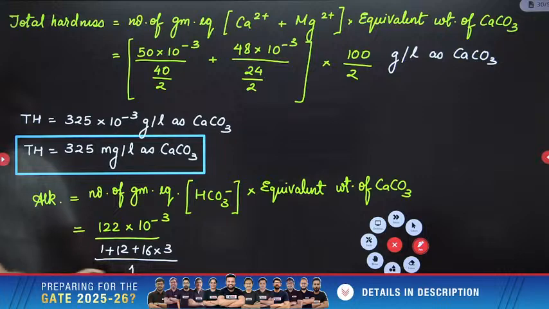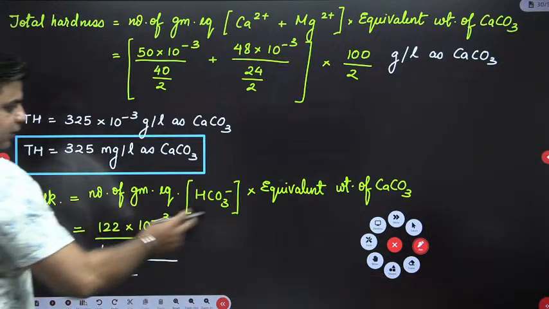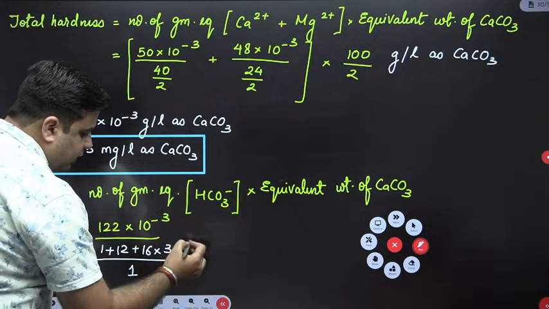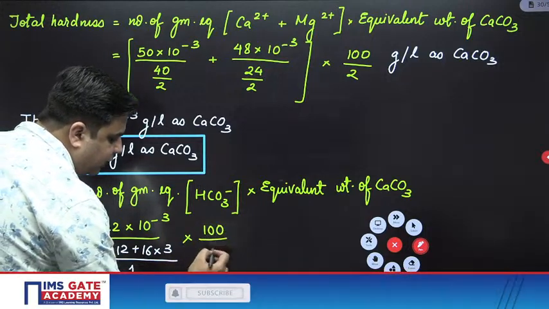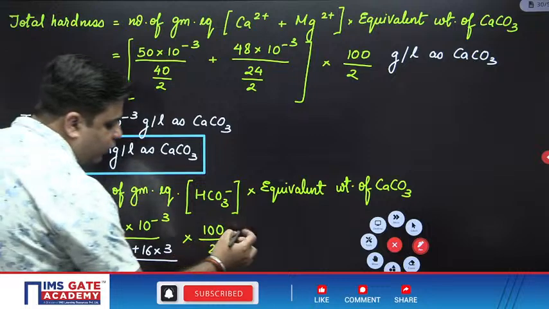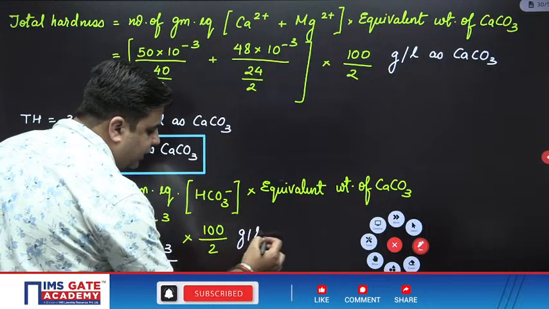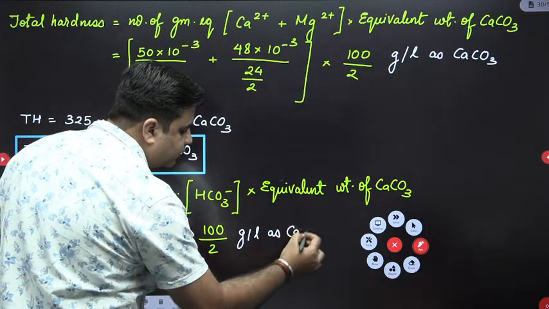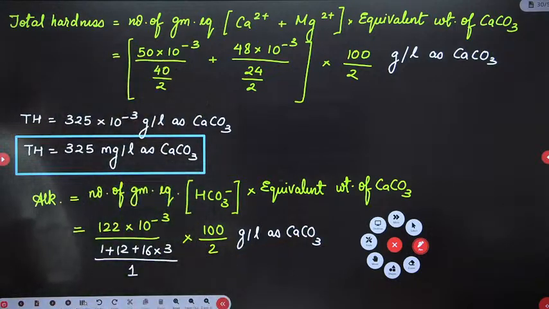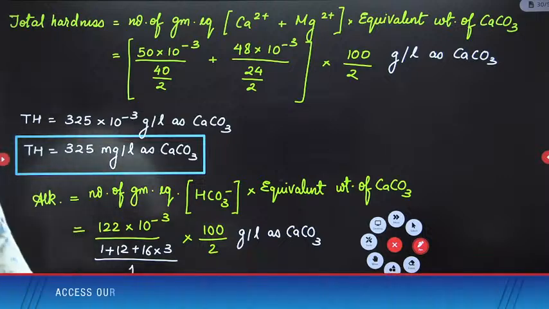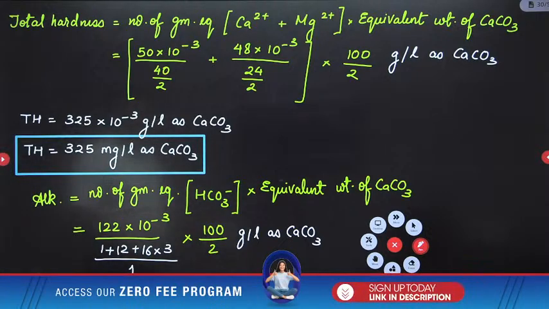So this is the number of gram equivalents of HCO3 minus ion multiplied by the equivalent weight of CaCO3. So equivalent weight of CaCO3 is the molecular weight of CaCO3 divided by valency, and this will give you the concentration in gram per liter as CaCO3. Get me the concentration of alkalinity.